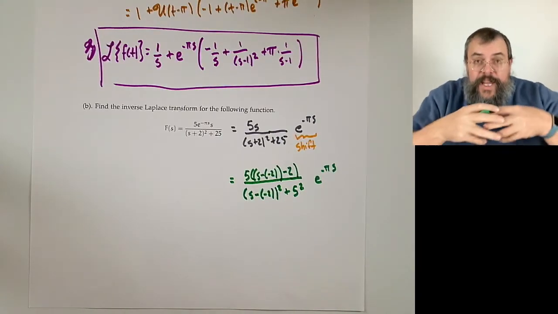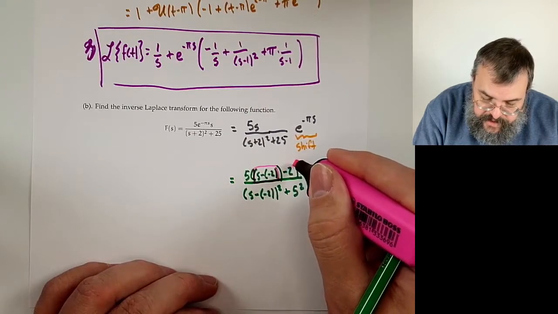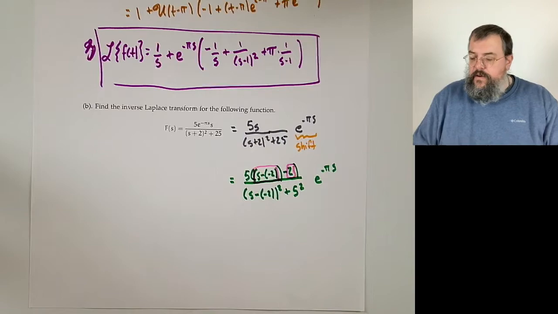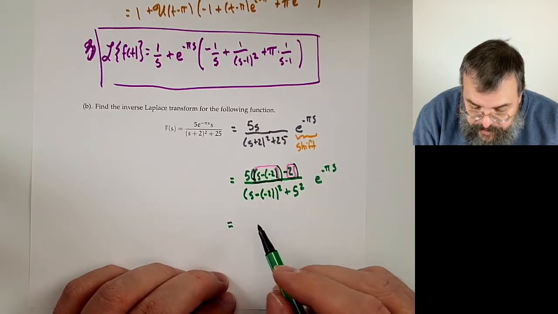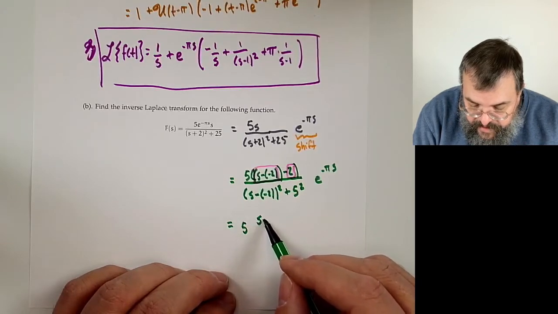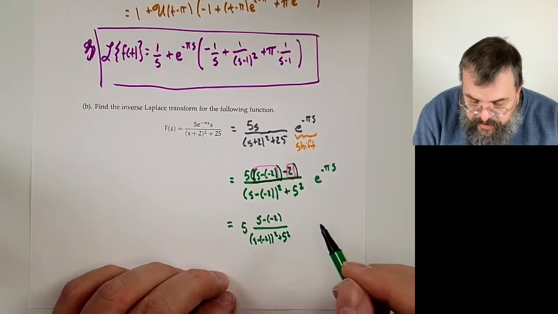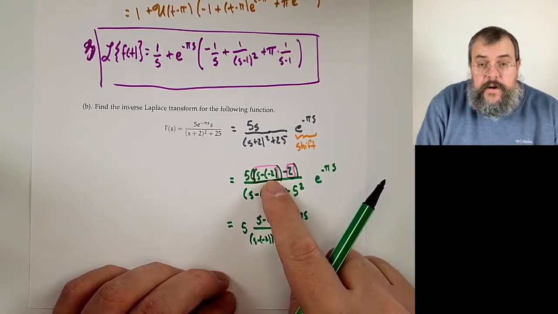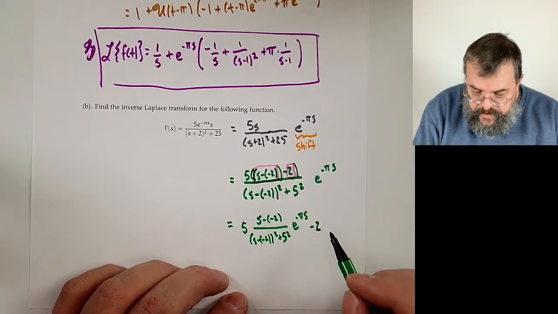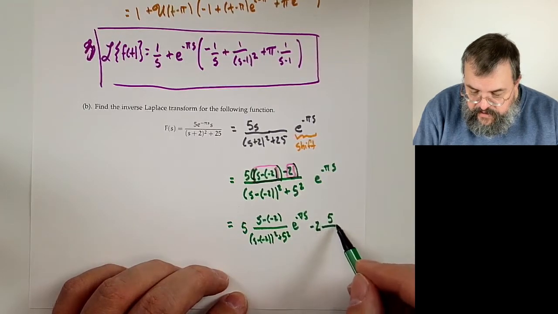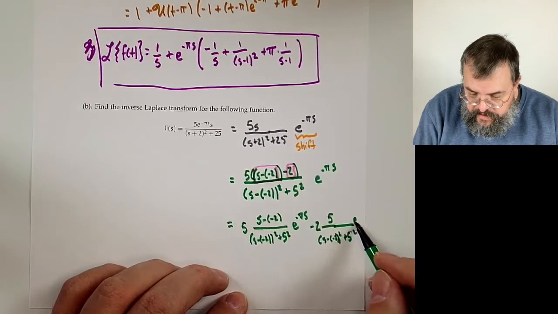So let's break this into parts. And the parts we're going to break it into is there's this piece, and then there's this piece here. Okay, so what do we have? Well, we'll get 5 times s minus minus 2 over s minus minus 2 squared plus 5 squared, and that's e to the minus pi s. Now that's just the first part. Then there's this little extra piece here. So I'm going to subtract 2, and then I have 5 over s minus minus 2 squared plus 5 squared e to the minus pi s.